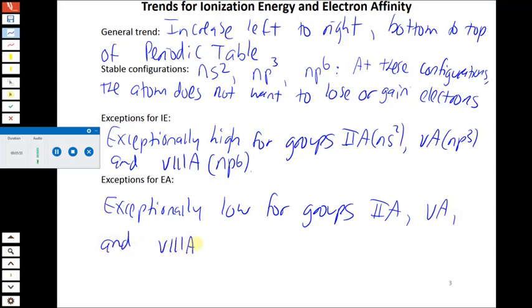The reality also is that for group 8A, which is the noble gas column on the far right, we don't even have well-defined electron affinities. It's basically impossible to even add an electron to those and measure that affinity, so we don't even really consider that as part of the trend, but it is exceptionally low if we ever wanted to think about it.